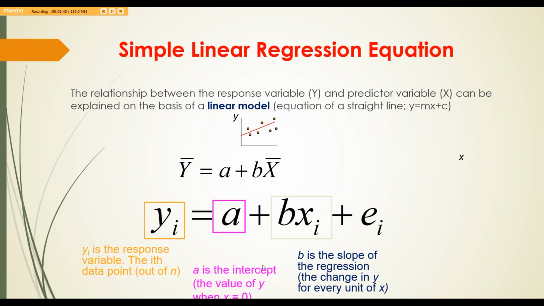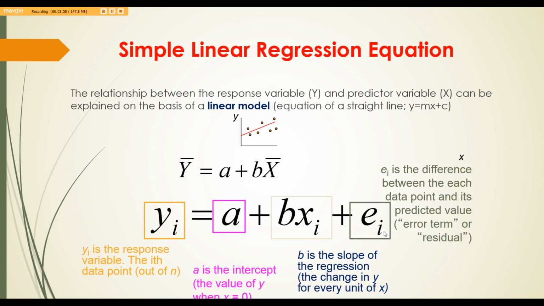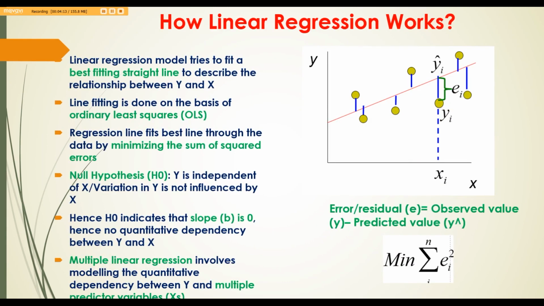So if our regression model does indicate that x does influence y, then B will tell us what is the magnitude of that influence. And E, this is the error term. So this is the difference between the data point, or rather the response data point, and its predicted value. It is either known as a residual or the error term. So this is how the linear regression works.